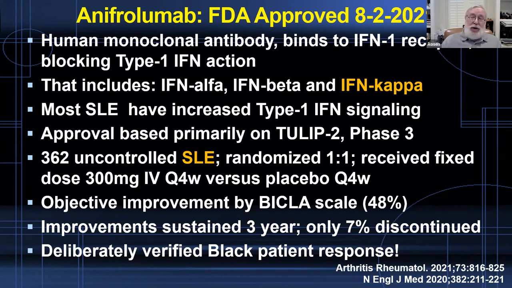On the other hand, anifrolumab is a monoclonal antibody against the interferon type 1 receptor. Type 1 interferon can bind to the receptor, and interferon kappa, which is a type 1 interferon, seems to be very important for the etiopathogenesis of systemic lupus. So this works pretty well, with objective improvement in about half of patients and sustained improvement in those who respond to it. And when they did the studies on this drug, keeping in mind that belimumab did not work in Black patients, they made very sure they included a substantial number of these individuals in the pivotal trials to make sure it actually worked, which it does.